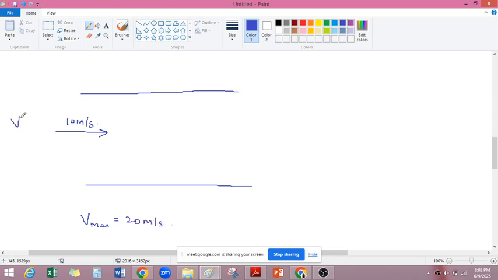This is the velocity of the river. So they're asking you to find the shortest path taken to reach from here to here. Shortest path means, I think we discussed this some time back. There are two important concepts in this kind of problems.